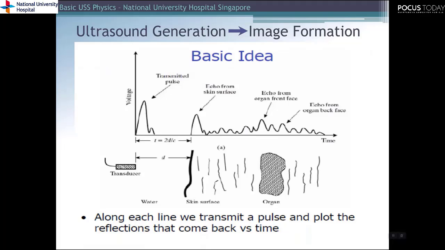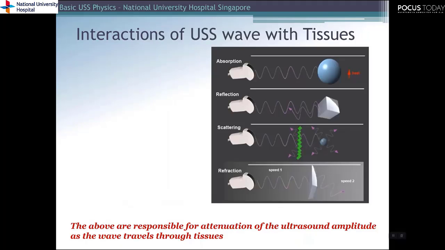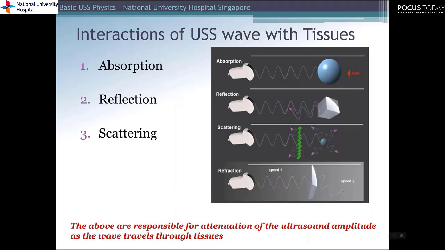Let's next look at the interaction of ultrasound with tissues. This is important for image formation and also explains why artifacts are produced. Ultrasound waves undergo four main types of interactions with tissues. These interactions are described as absorption, reflection, scattering, and refraction. These are shown in the diagram here.